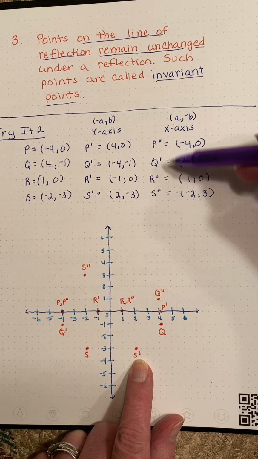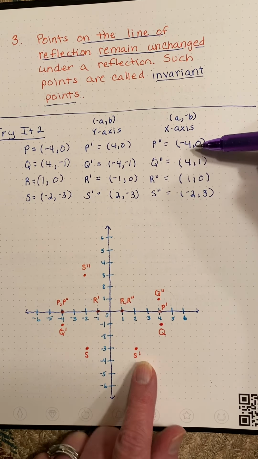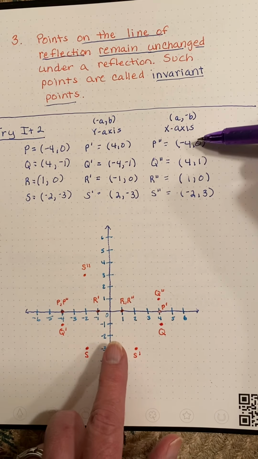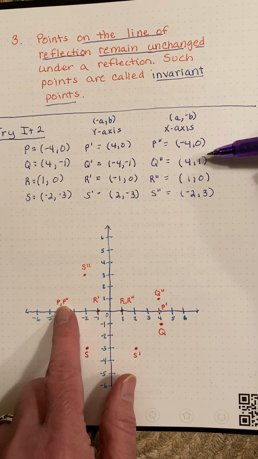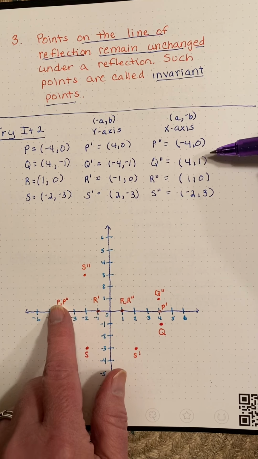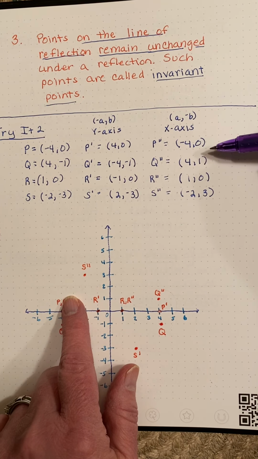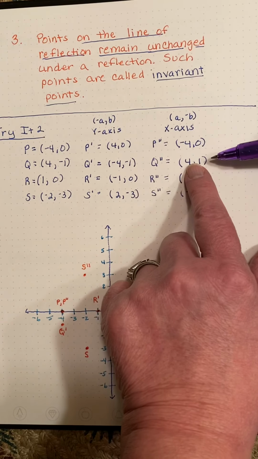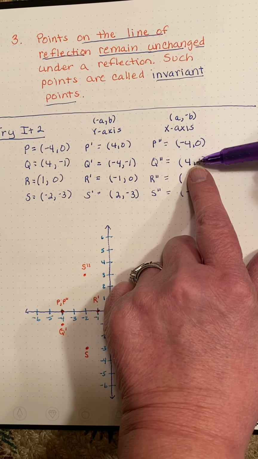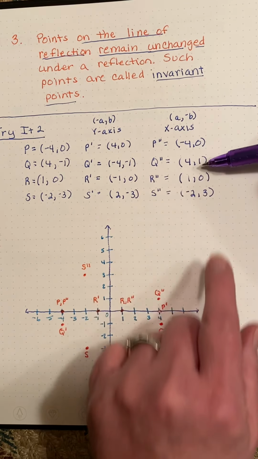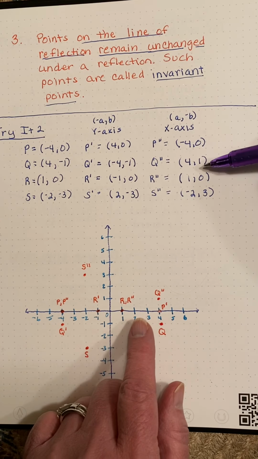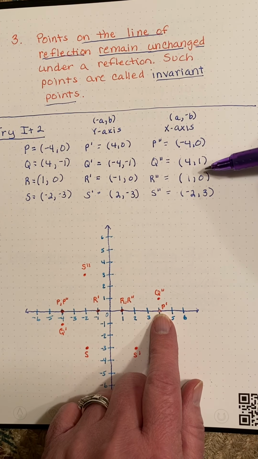Then I do my second reflections, and my second reflection of P is at -4, 0, which is at the same place as my original, so I just put P with my second reflection here. And then Q will be at 4, 1, my second reflection. So 4, 1 is right there.